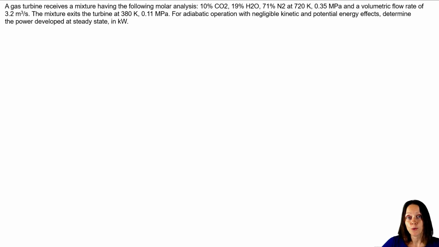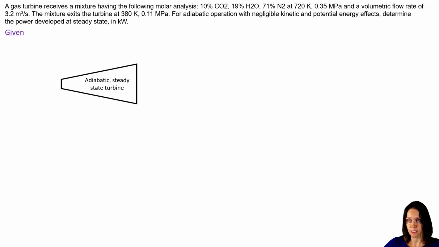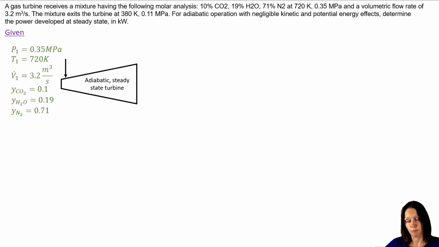In this step we're going to work a problem where we've got an ideal gas mixture in an open system undergoing a process at constant composition. So here we go. We've got a gas turbine, and it says that it's adiabatic. It tells us that it's operating at steady state, and things are coming in at 0.35 megapascals, 720 Kelvin, and it gives us a volumetric flow rate.